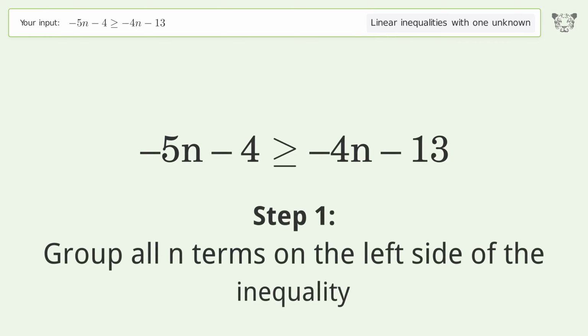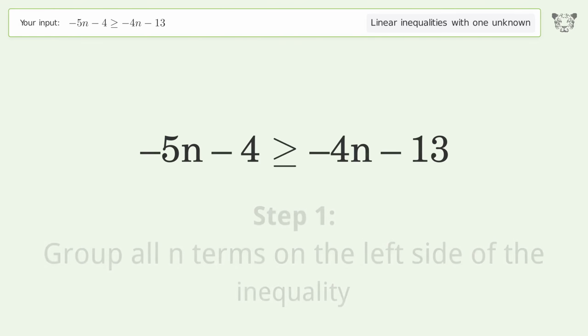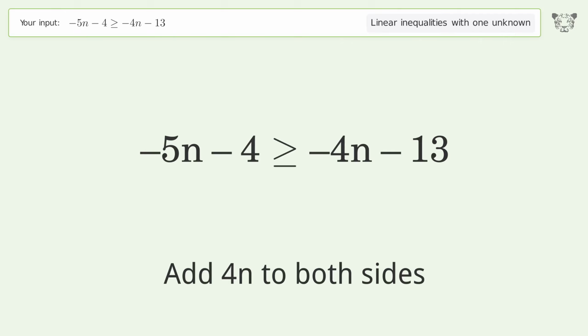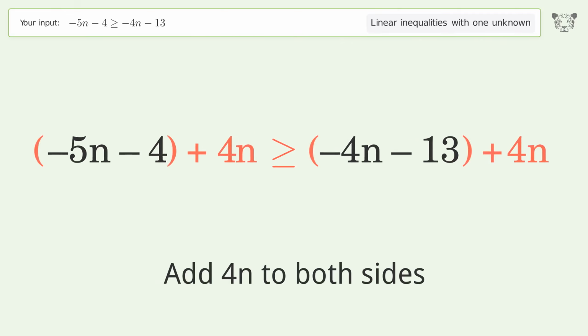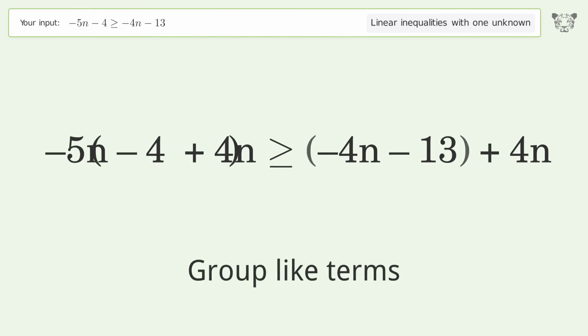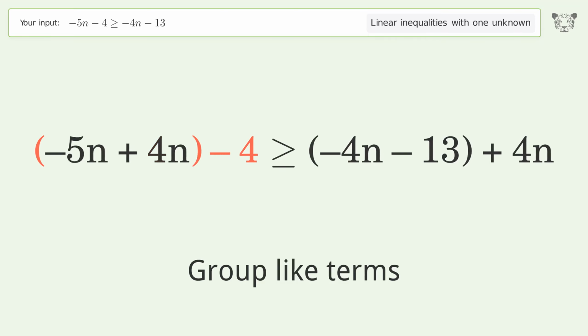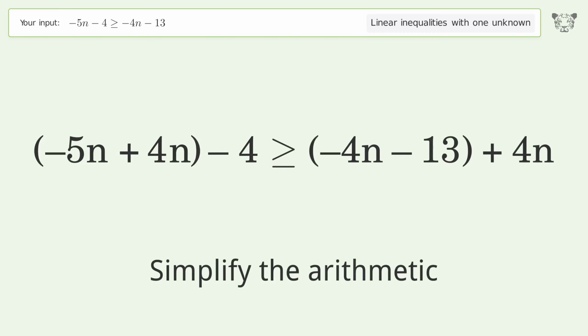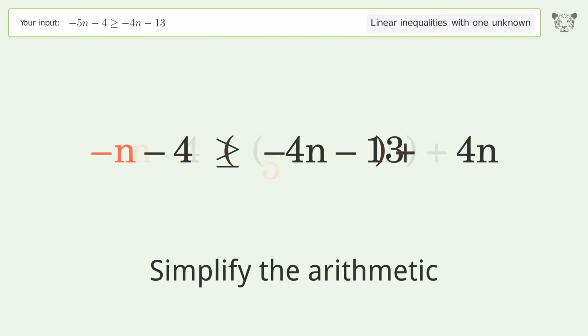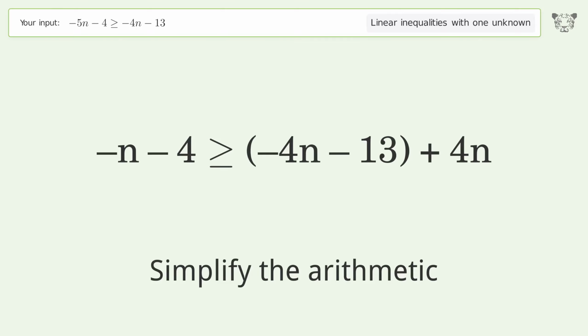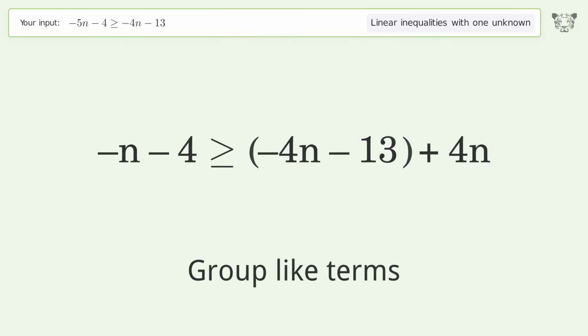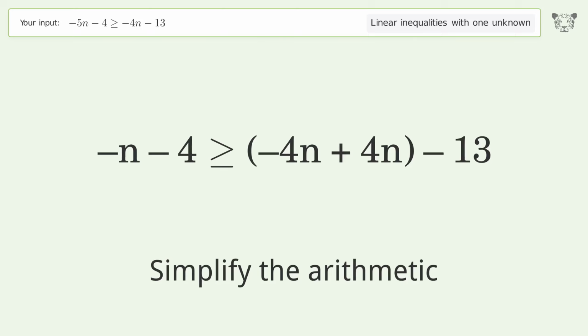Group all n terms on the left side of the inequality. Add 4n to both sides. Group like terms. Simplify the arithmetic. Group like terms. Simplify the arithmetic.